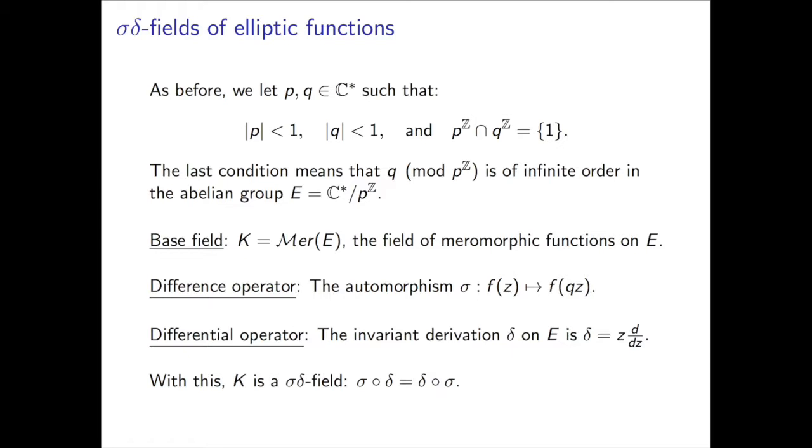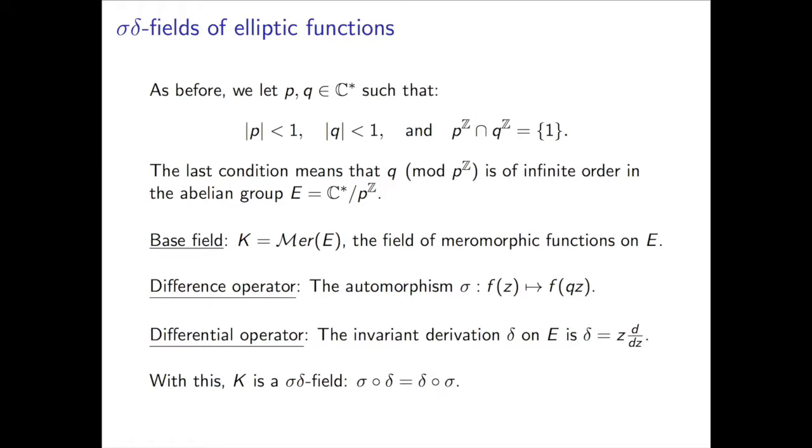So my base field, as you might have guessed by now, is going to be the field of meromorphic functions on the curve. The difference operator is given by shifting the argument by this special Q. And so this condition that Q have infinite order gets translated into asking that the operator sigma be an automorphism of infinite order. And that's important in the Galois theory and in difference algebra in general, because certain things break down when you have an automorphism that's only of finite order.